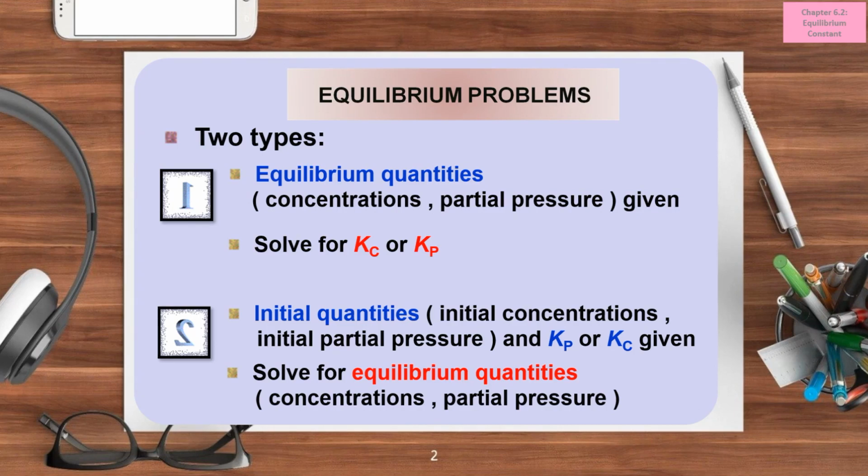Okay, today I would like to discuss equilibrium problem type 1. For this type, the equilibrium quantities, which refer to the concentration and partial pressure, are given in the question. So you have to solve for the value of Kc and Kp.